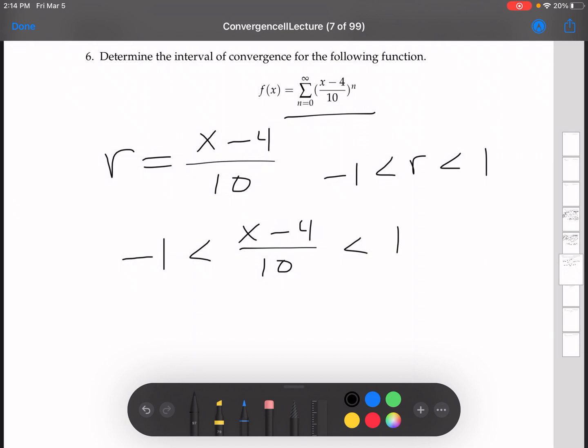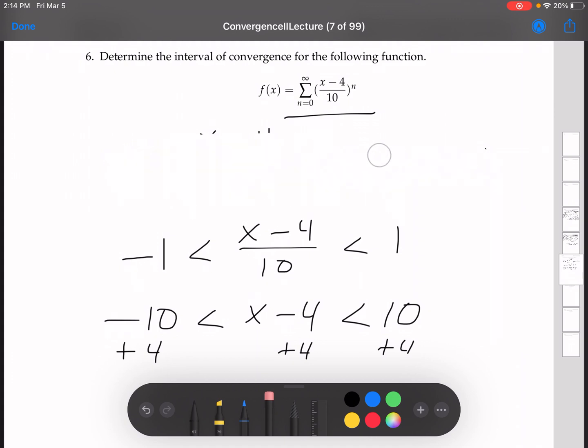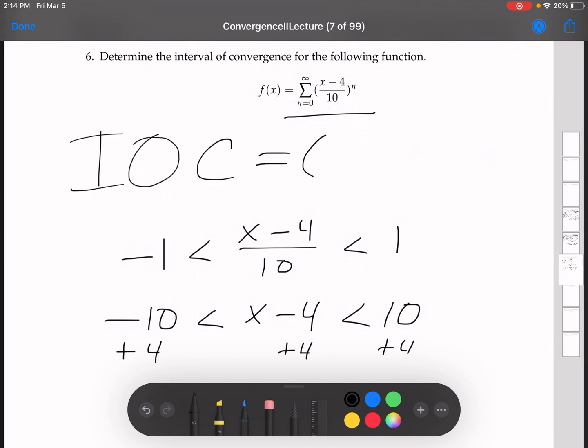Multiplying both sides by 10, we get -10 is less than x minus 4 is less than 10. Adding 4 to both sides, we see that this thing converges. So the interval of convergence is equal, let's see, -10 plus 4, that would be -6. And 10 plus 4 is 14.